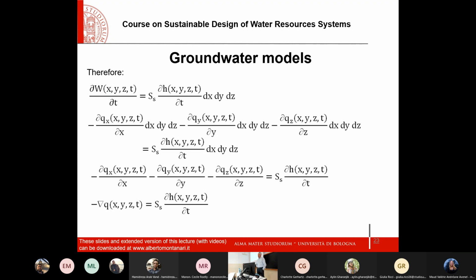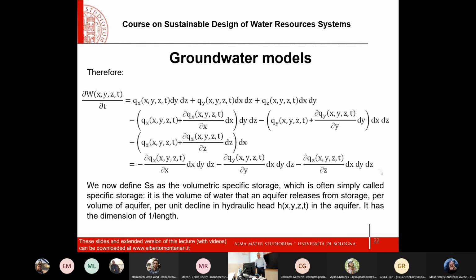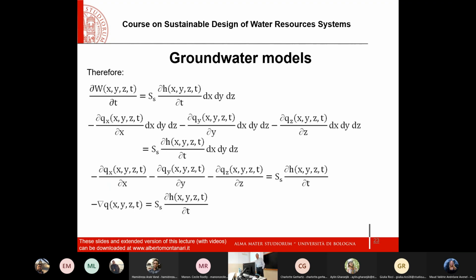What is it? It's volumetric specific storage, SS. It has a dimension of 1 over length. Okay? And then if you look at here, then you have this expression.